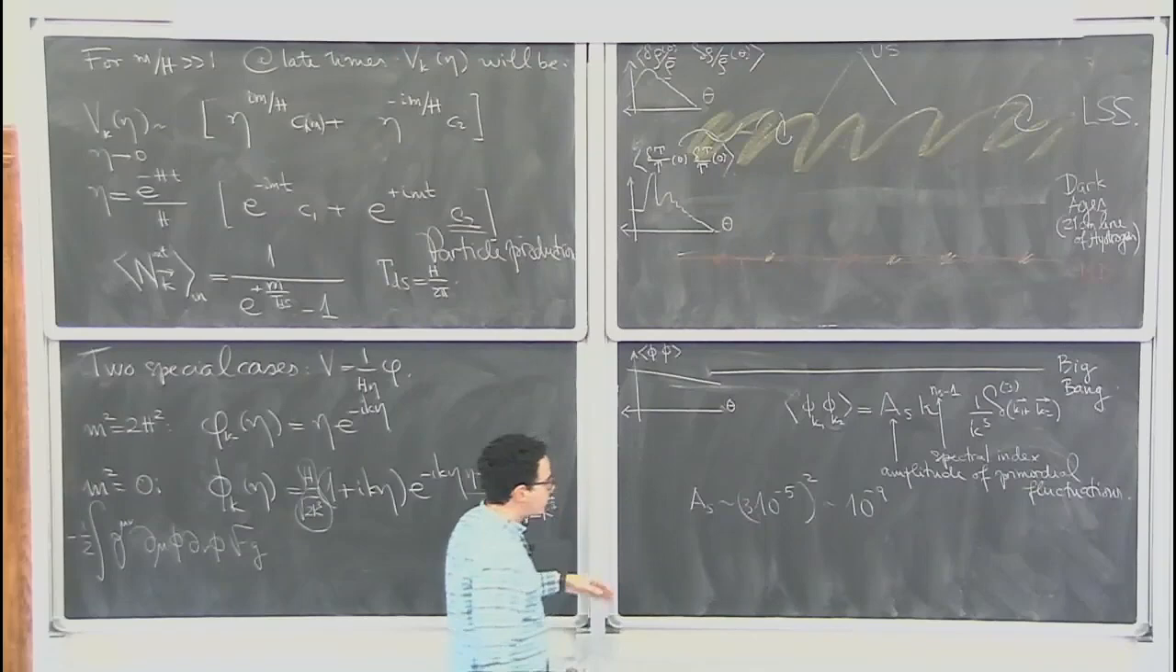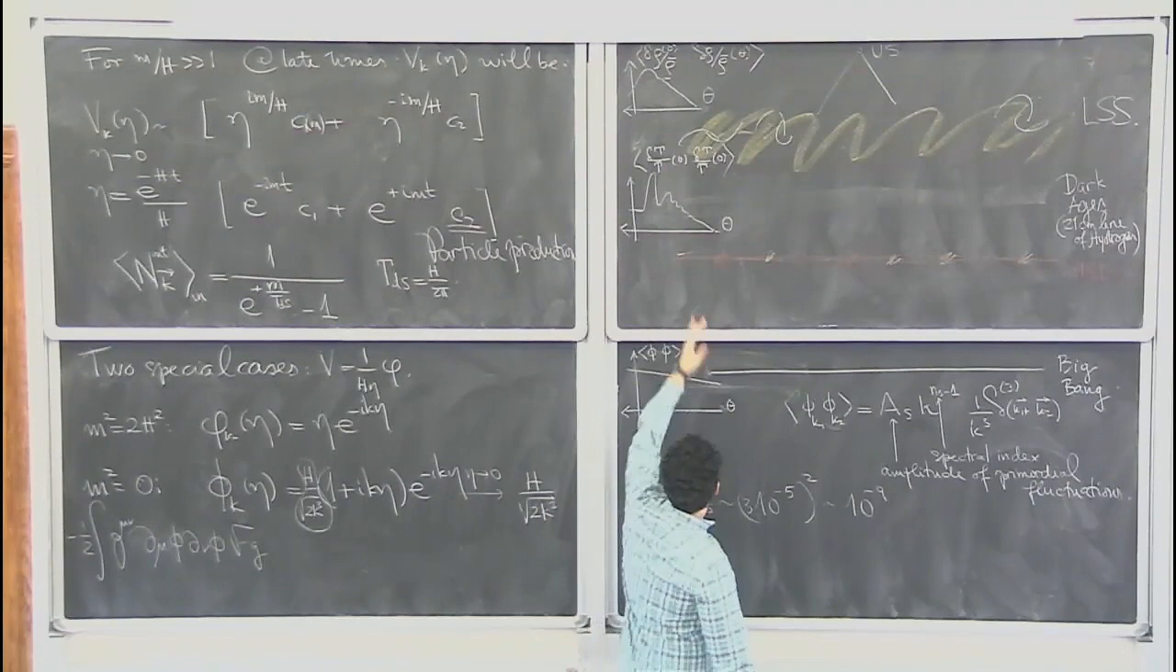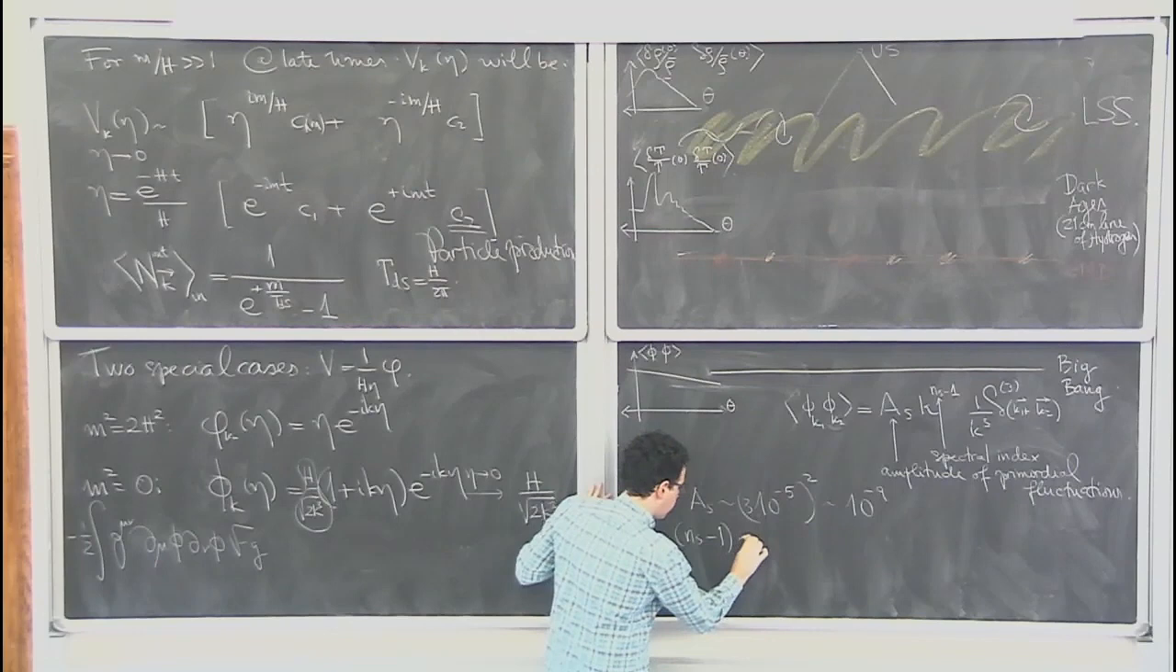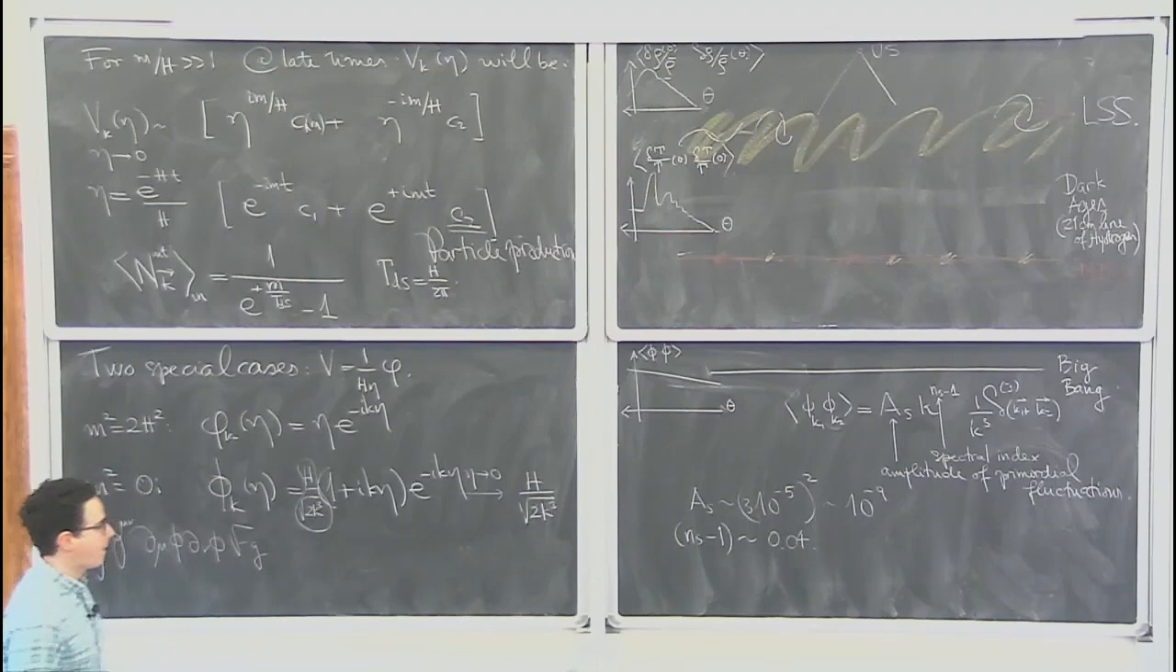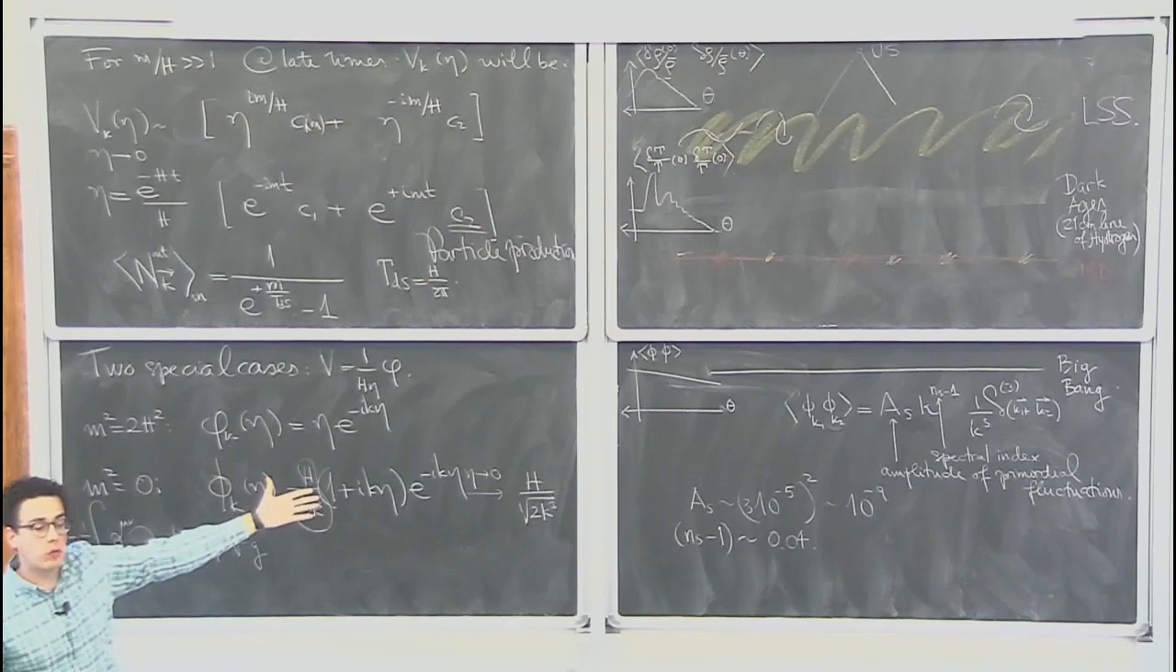So this number is measured. We need it to fit the CMB and large scale structure. And n_s minus 1 is also measured. And this number is wrong, okay? But it's very small. It's order, I don't know, 0.04, something like that, okay? So these two numbers are necessary to fit the data, and they are related to the initial conditions of the universe. But then that's it, okay?